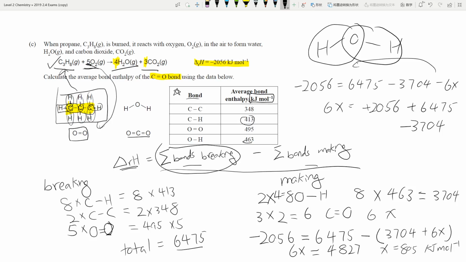Okay, so this is an excellent question. So hopefully that was helpful enough. And we will be jumping into section 3 of this particular exam.